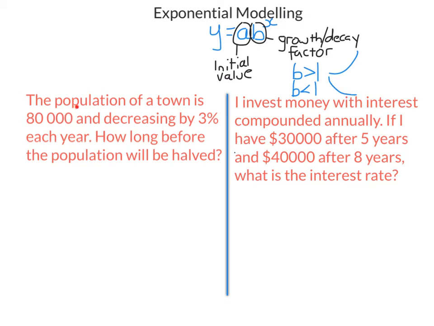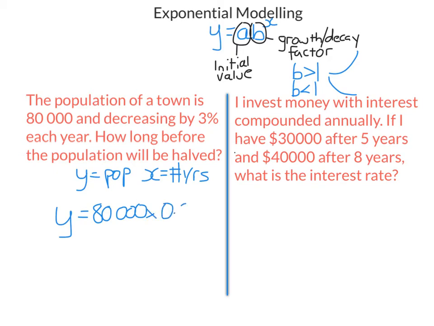So let's look at this one here. The population of a town, 80,000, decreasing 3% each year. How long before the population will be halved? First I'm going to come up with an exponential model, which is just an equation linking y, which in this case will be population, and x, the number of years. So y equals the initial amount, a, times the growth factor to the power of x. If it's decreasing by 3% each year, that is the same as multiplying by 0.97. So this is my exponential model: initial value times growth or decay factor to the power of x.